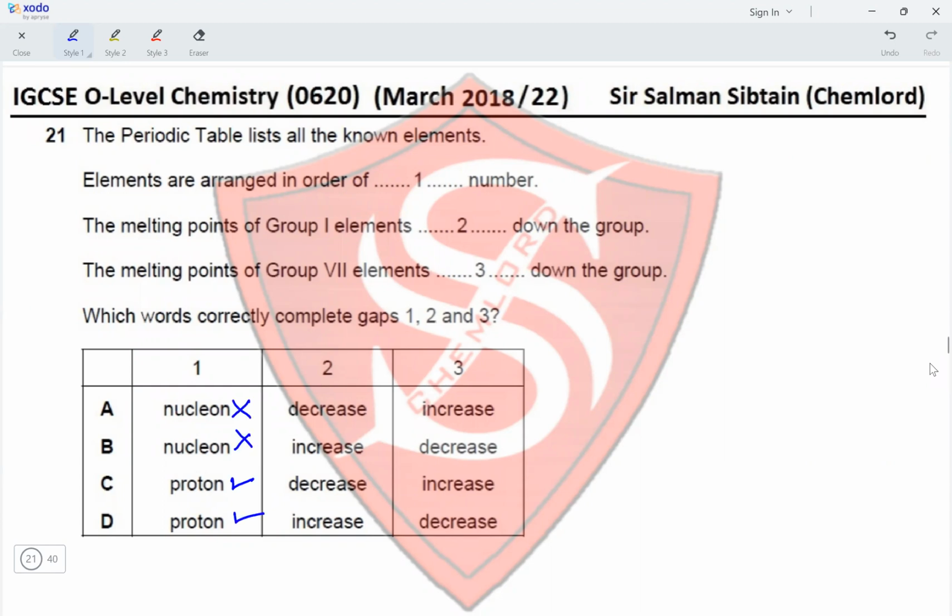Next, the melting points of group 1 elements dash down the group. The melting point of group 1 elements decreases down the group. So this eliminates option D. Next, the melting points of group 7 elements dash down the group. This should increase. So the question is which words correctly complete gaps 1, 2, and 3. So the correct option for this question is option C.